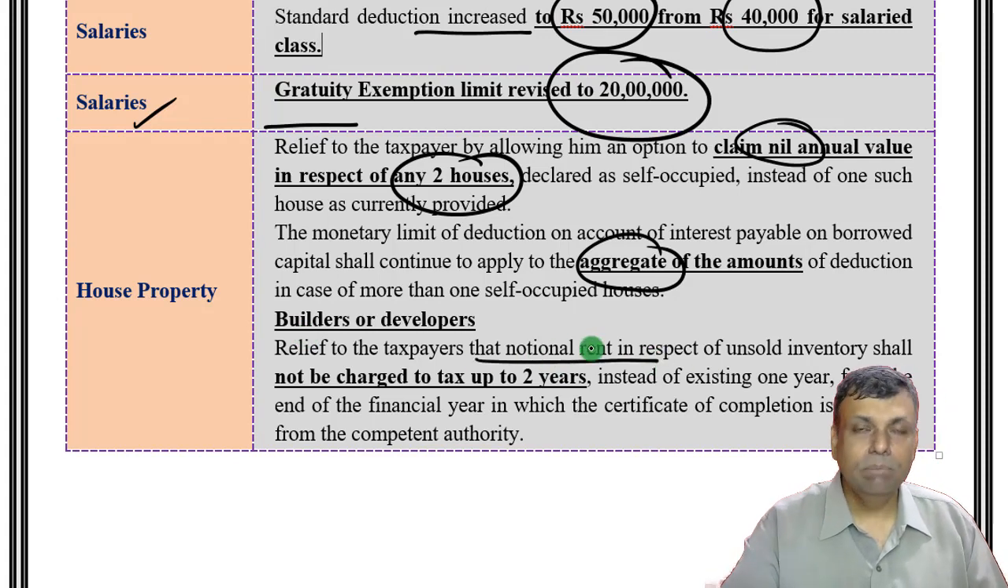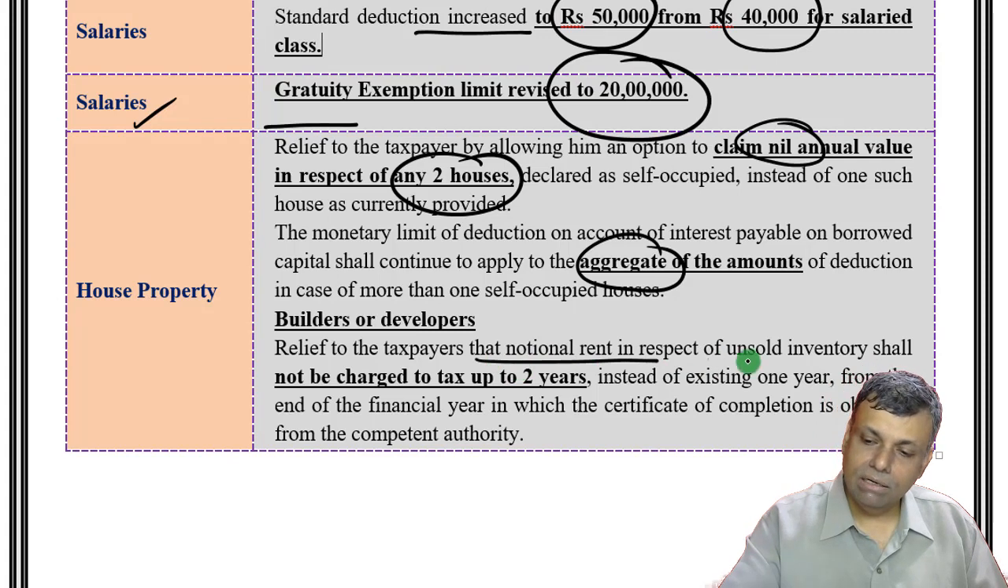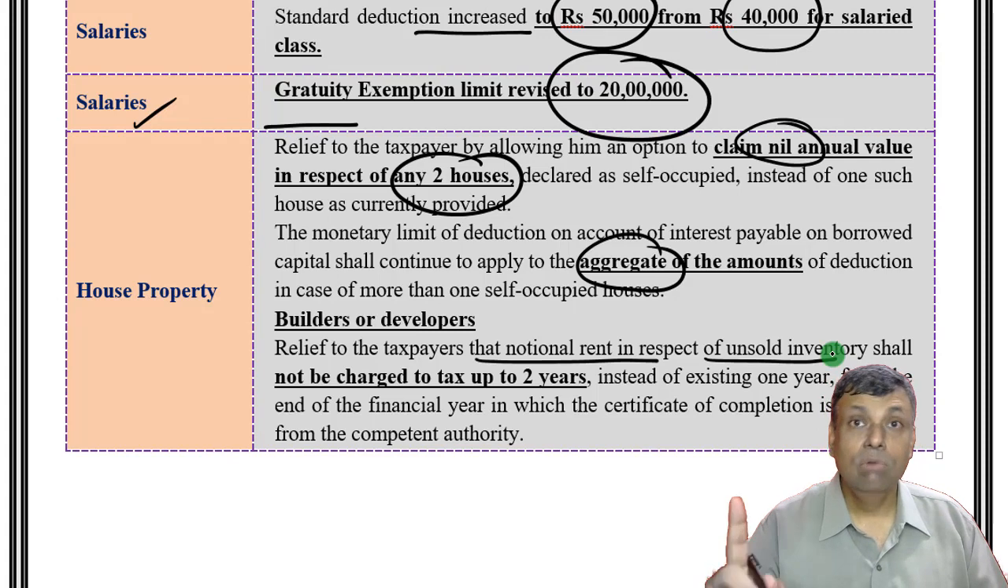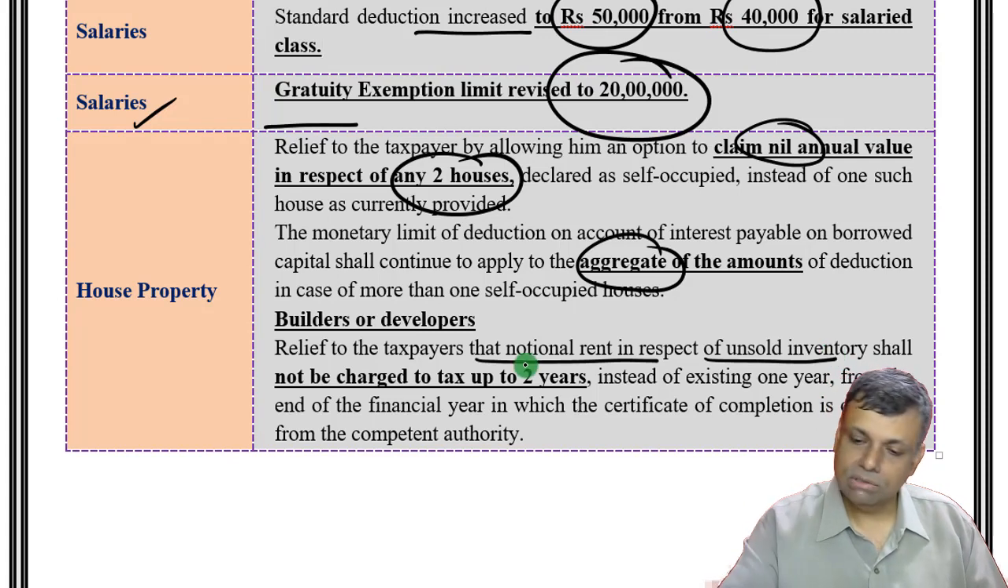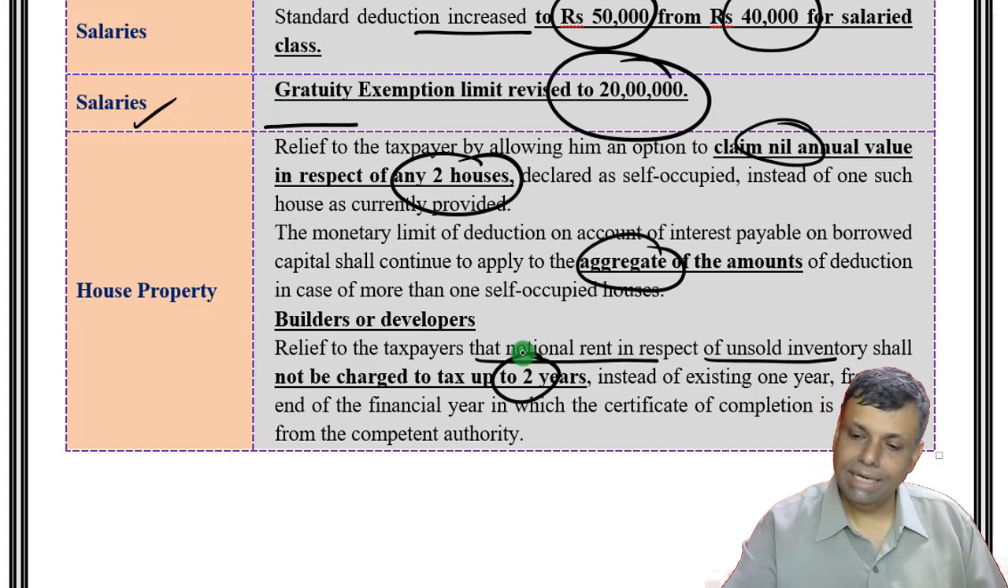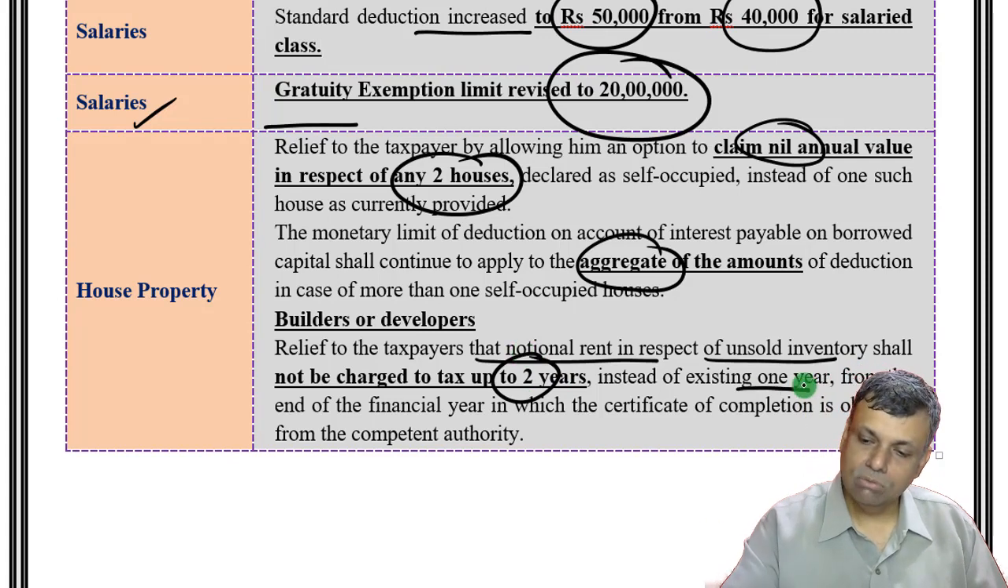Logically, we call it unsold inventory: the notional rent in respect of the unsold inventory will not be charged to tax. That means for 2 years. Originally it was only 1 year. Now it is an enhanced limit of 2 years. So old was 1 year, now it is a 2 years limit from the end.